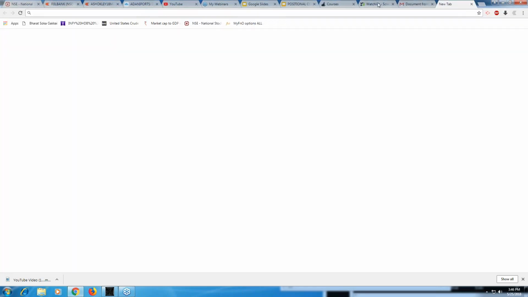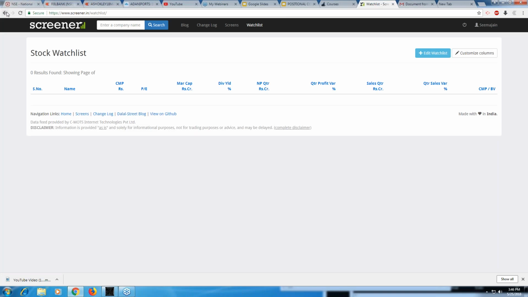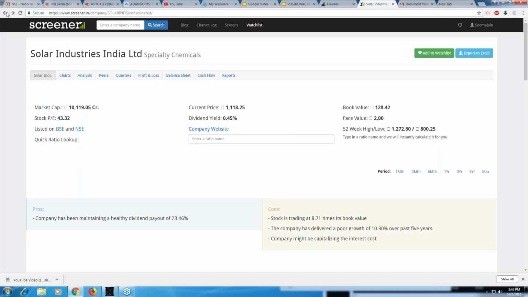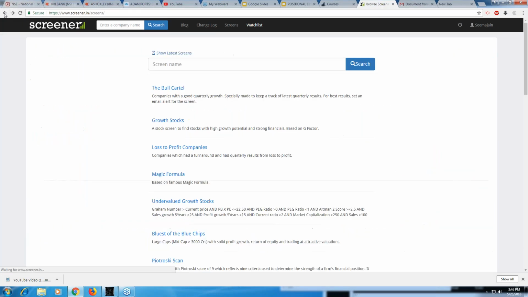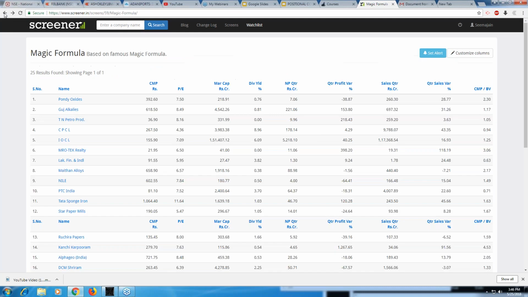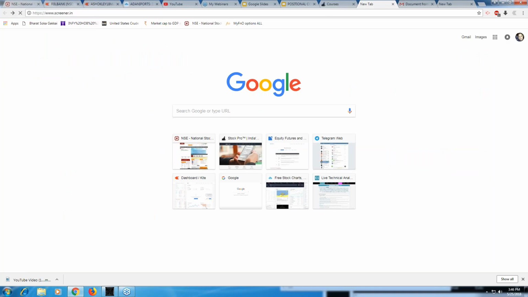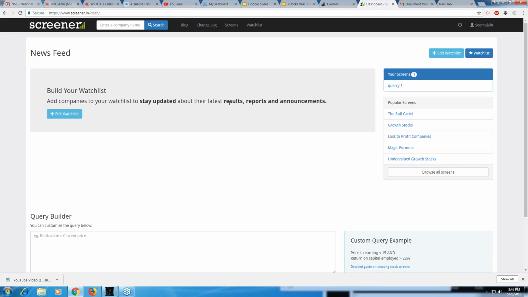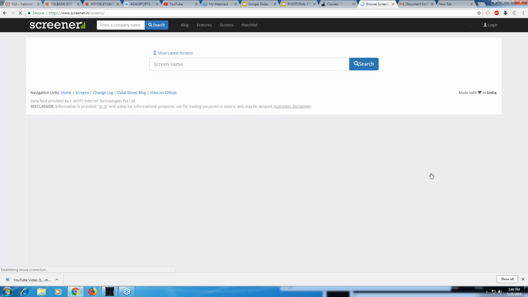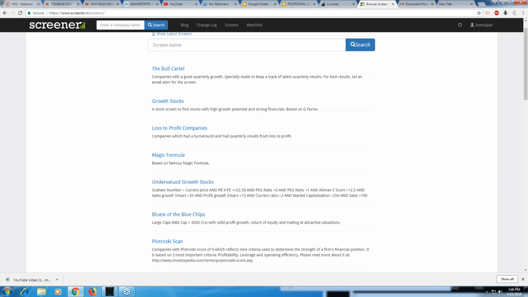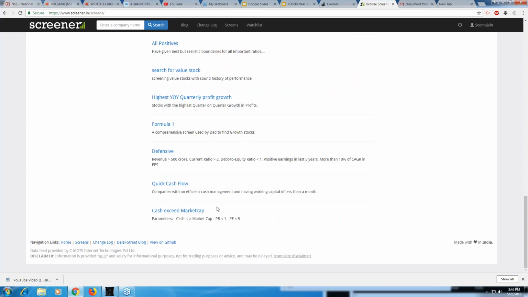So first and foremost, let me take you to screener.in, right? In Google's browser, you just type screener.in. It'll bring you to this website. On the right hand side, you can log in, like I have logged in over here with my email ID. You can have different filters out here, right?